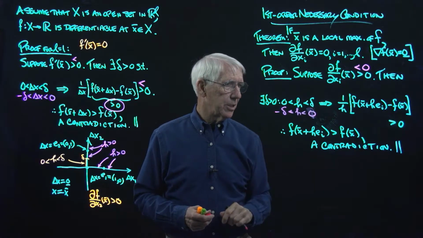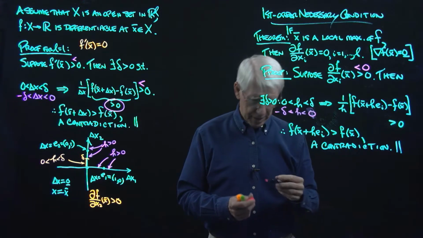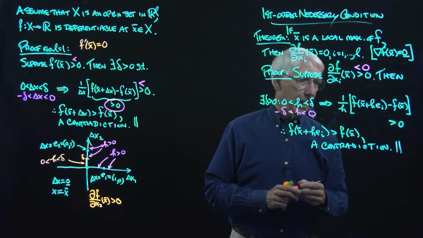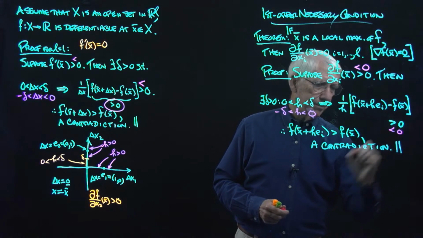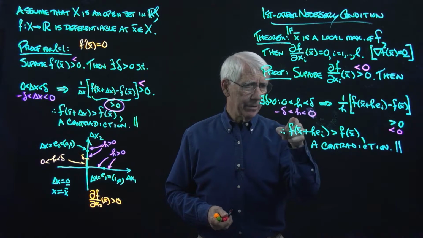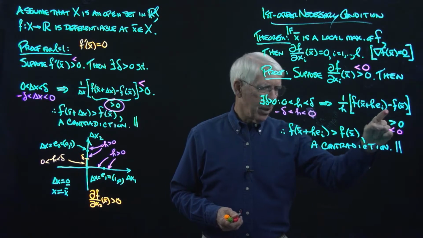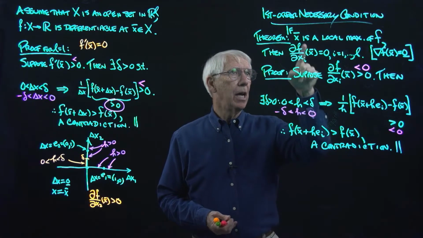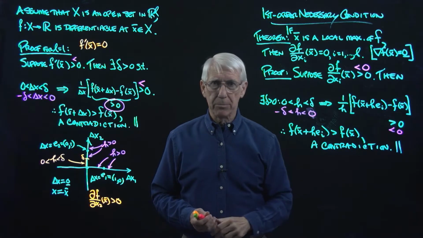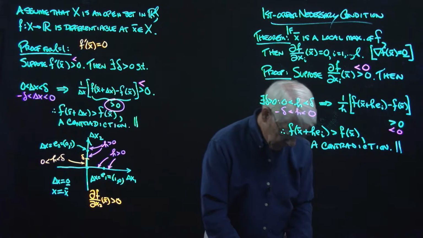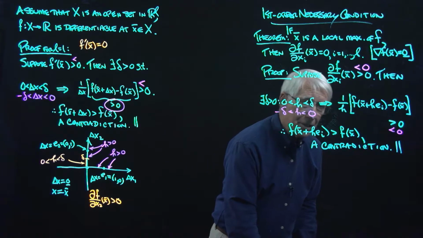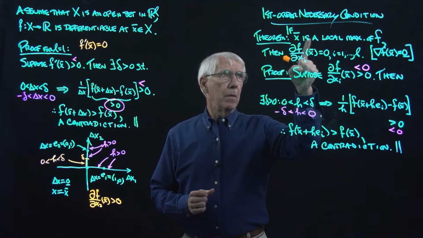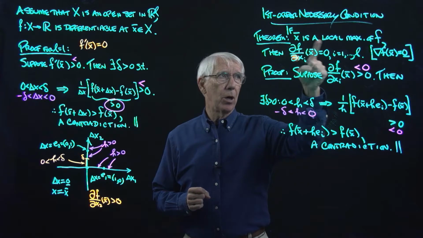H between minus delta and 0 implies this is positive. Implies this is negative because we have this negative. So this would be negative. But of course, h is negative, so that implies this is positive, which again implies that this is larger than this. And again, we have a contradiction of the fact that x bar is a local maximum of f. So that gives us a necessary condition that has to be satisfied if x bar is a local maximum.